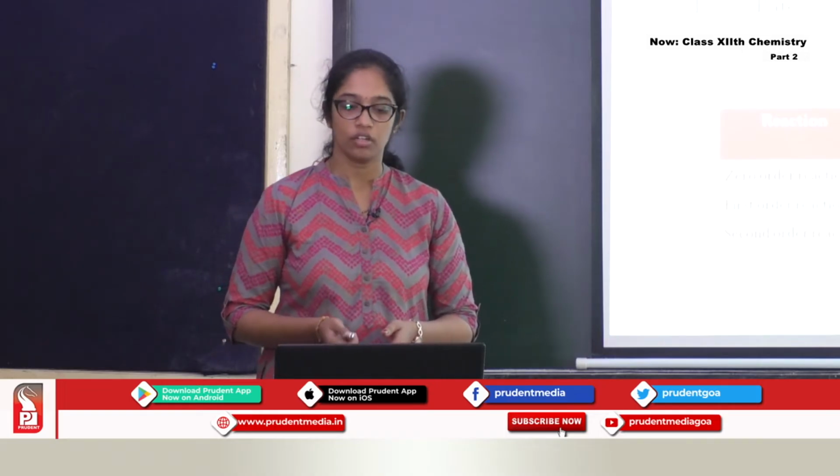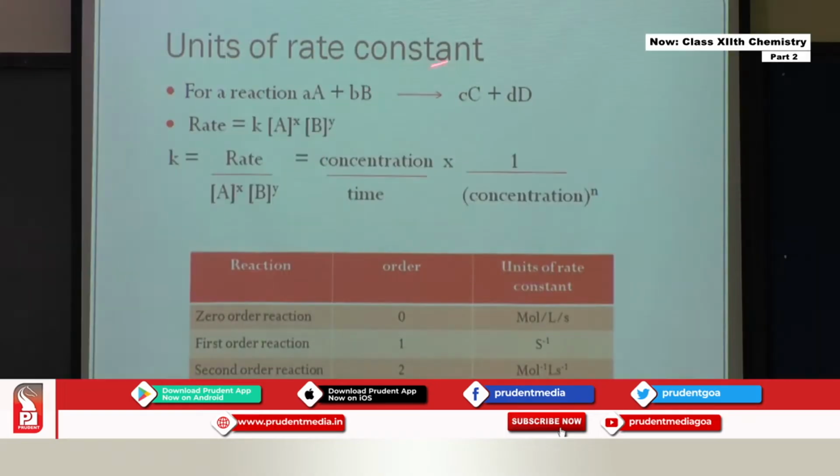The unit of rate constant for a reaction that is given here, A plus B giving you C plus D. Now, the small a, b, c and d are going to be the number of moles of the reactant and the product. The rate expression is given as K into A raised to X and B raised to Y. We know that X and Y is supposed to be the order of the reaction. The sum of these powers would give the order of the reaction.